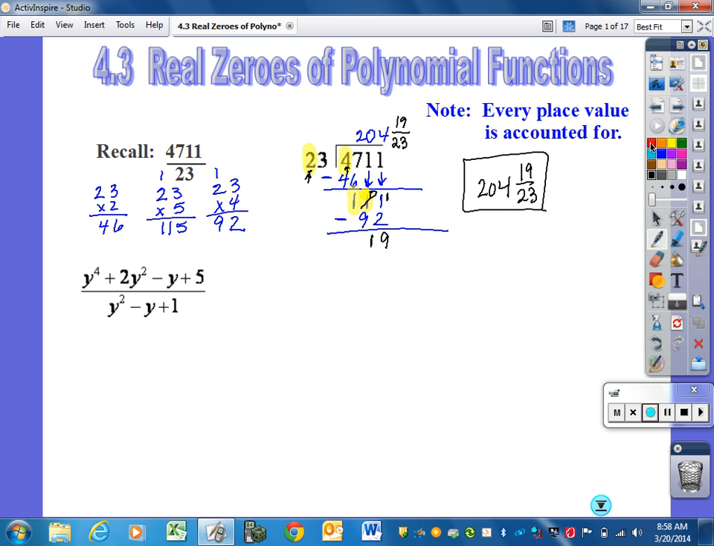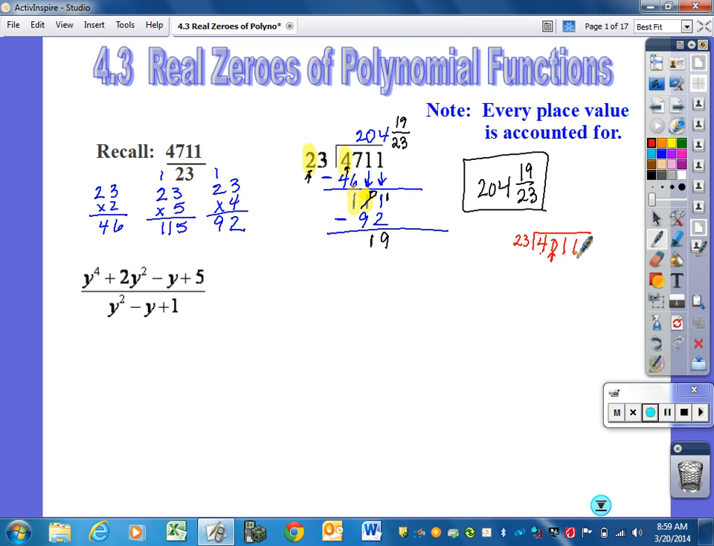Now before we start that one, I want to ask you, if you had the problem 23 divided into 4,011, notice how this 0 is filled in for the hundreds place. Because if you do not fill in a 0 for that place, you have a whole different value of the number. If you just left that 0 out, you would have the number 411. And that is very different than 4,011. So it is very important that we account for every single place. The same goes with polynomials.